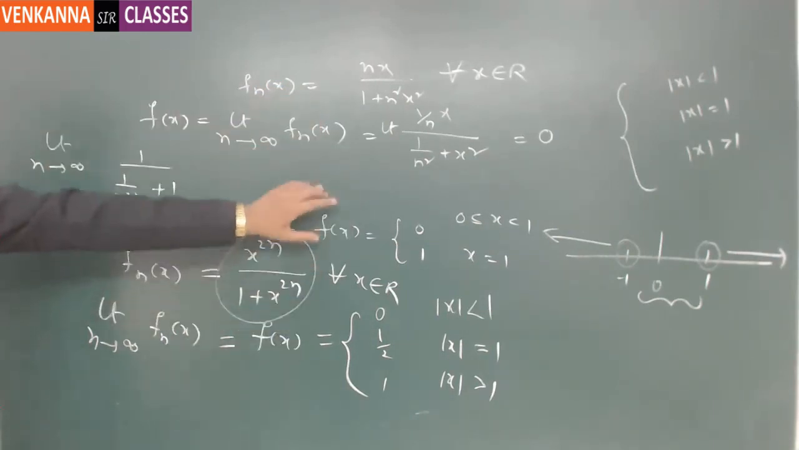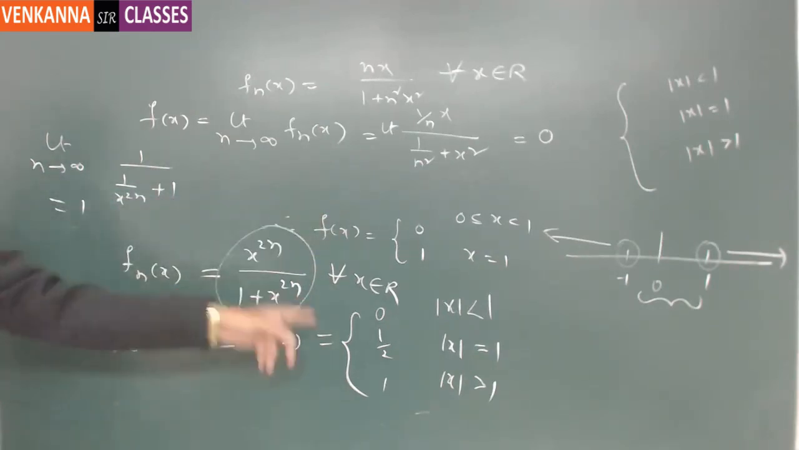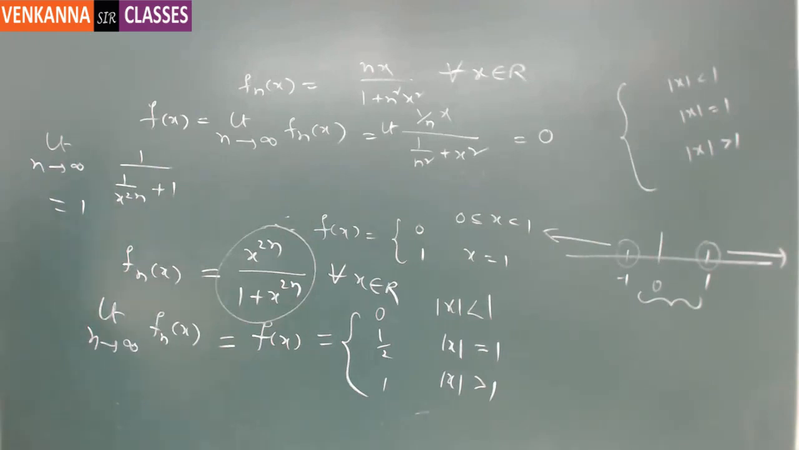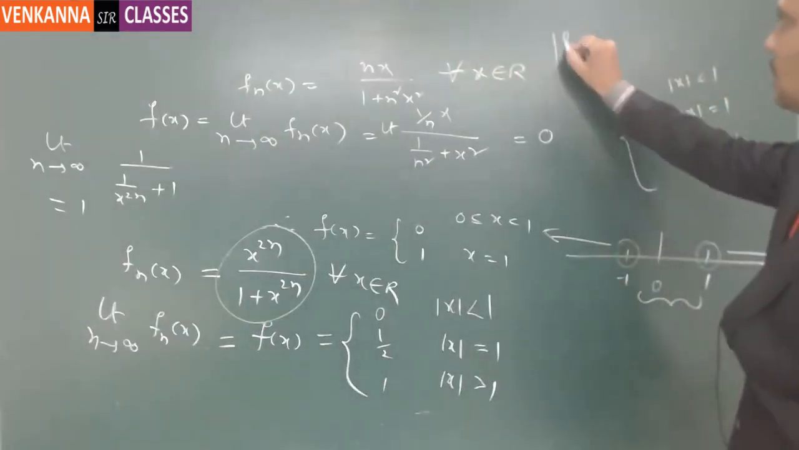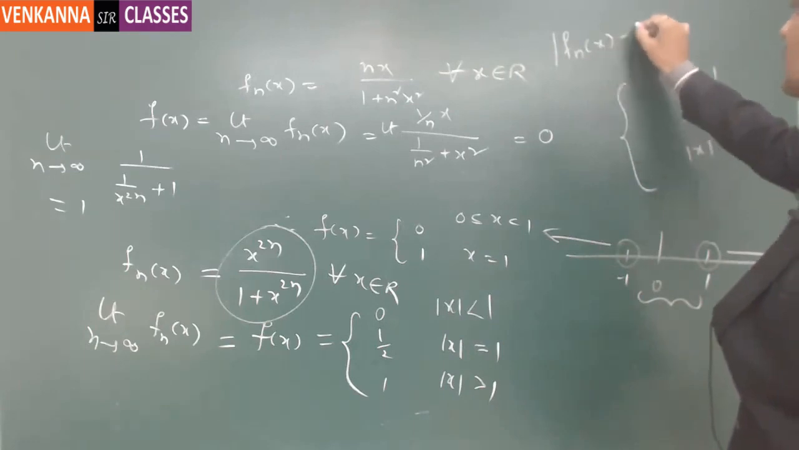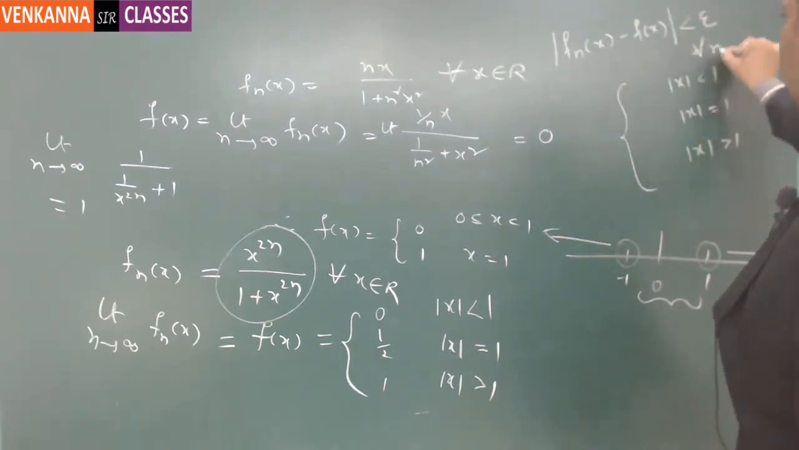So for this function, the limit function is nothing but the single function 0. For this part, the limit function has two values. For this problem, the limit function has three values. In order to calculate the limit function for fn of x, we simply apply limit n tends to infinity and determine the limit function f of x. Then we verify the convergence. How do we verify that? We calculate mod fn of x minus f of x is less than epsilon for all n greater than or equal to m.